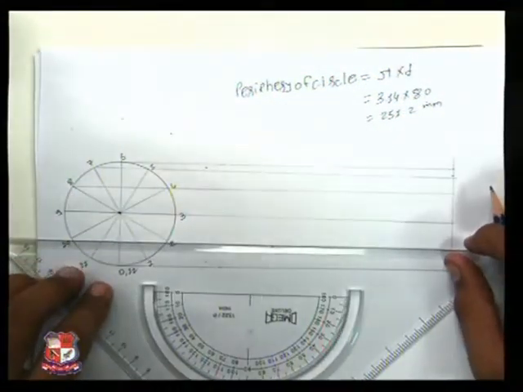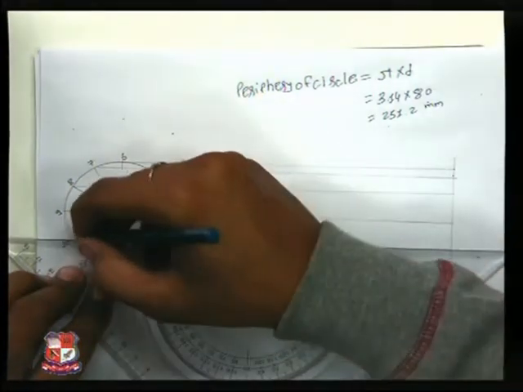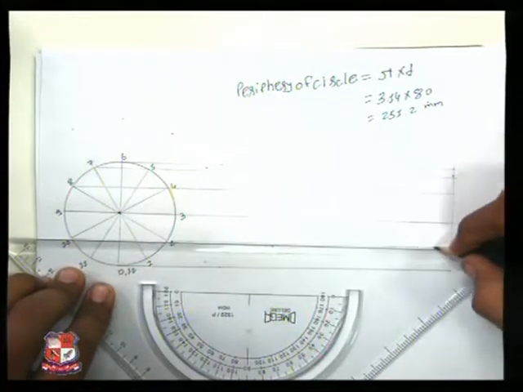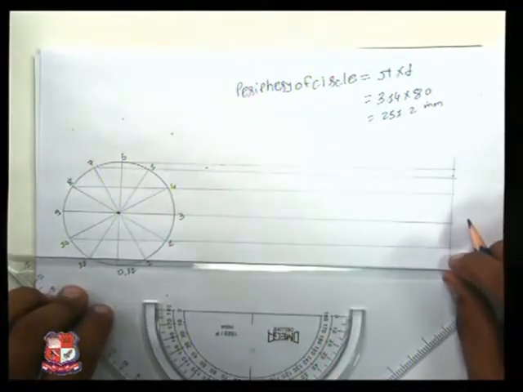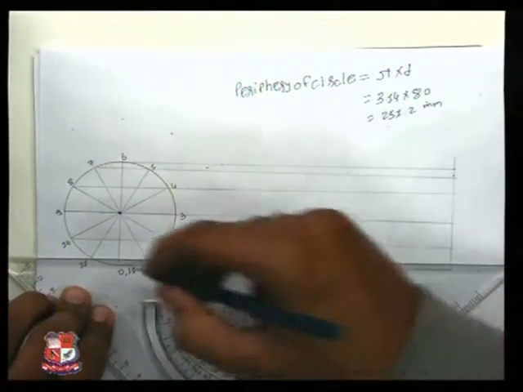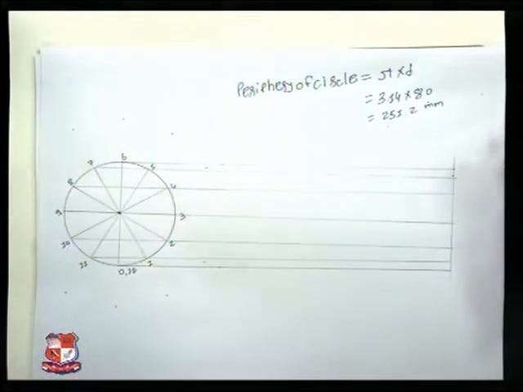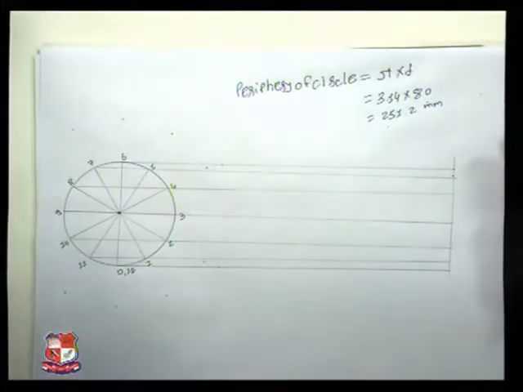Likewise, from point number 2 and 10, from point number 1 and 11, from point number 4 and 8, take out the horizontal lines.